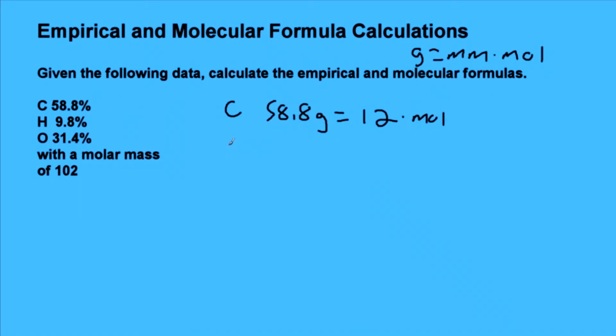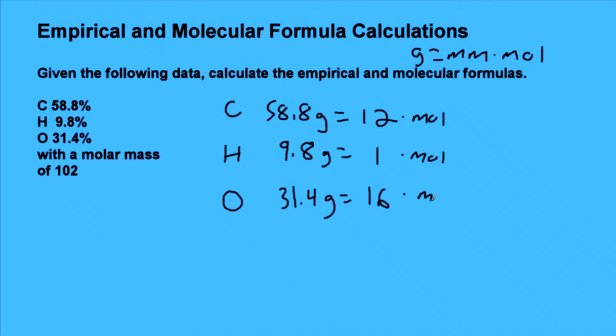We're going to do the same thing for the hydrogen. We're going to take the 9.8%, make it 9.8 grams, equals the molar mass of hydrogen times moles. And then finally, oxygen, 31.4% becomes 31.4 grams, equals the molar mass of oxygen times moles. All right, so now we're going to solve for moles over here.